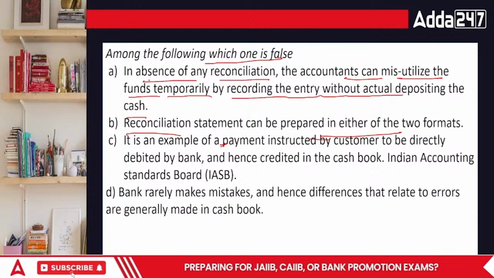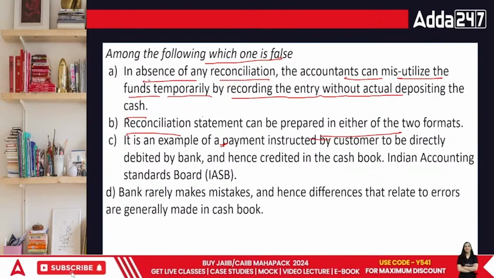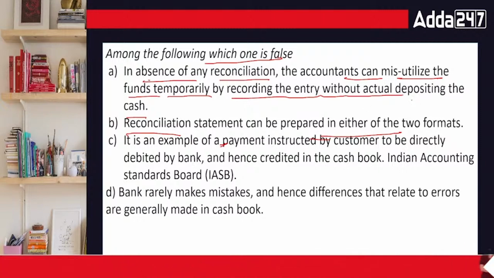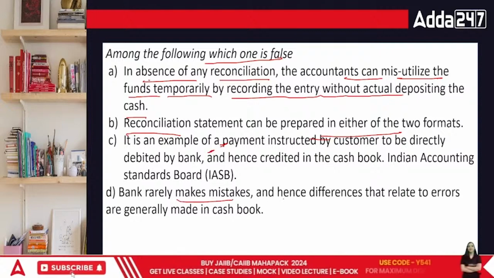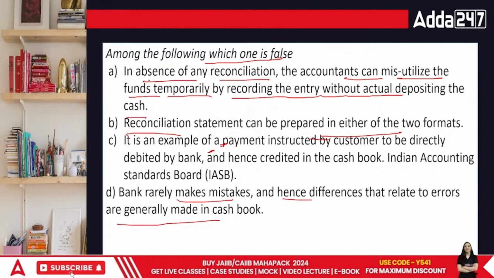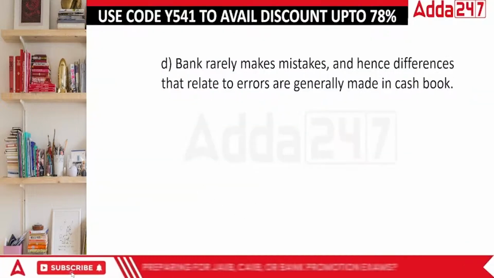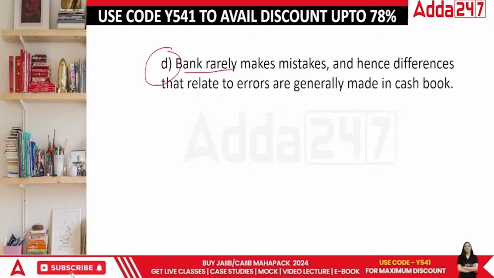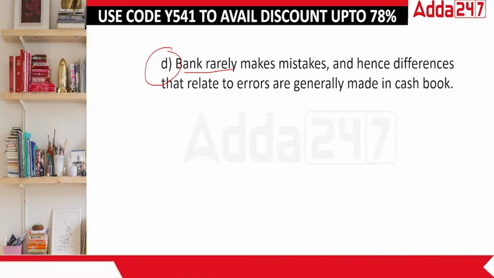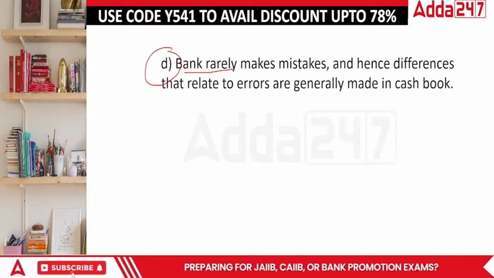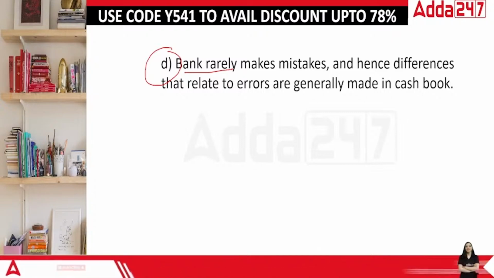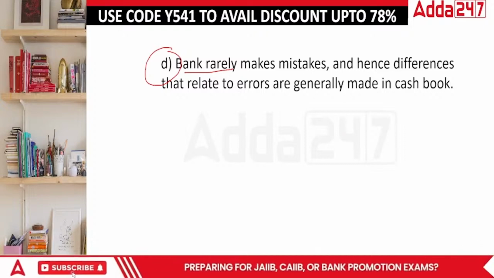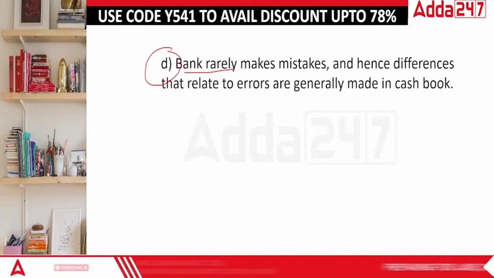Then we have, sorry. It is an example of payment instructed by the customer to be directly debited by the bank. Hence, it is a cash book and bank rarely makes mistakes. Hence, differences relate to the errors generally made in cash book. So this is also true, but the point is this particular thing has one particular problem. It doesn't mean that banks will not make the errors at all. There have been situations where banks have made mistakes and they require rectification as well. So you cannot say this is only for the accountant, but this is to reconcile that there is no issue in the books of accounts, because even a single book of account error can create a lot of fuss, right? So that's it for the day, everyone.